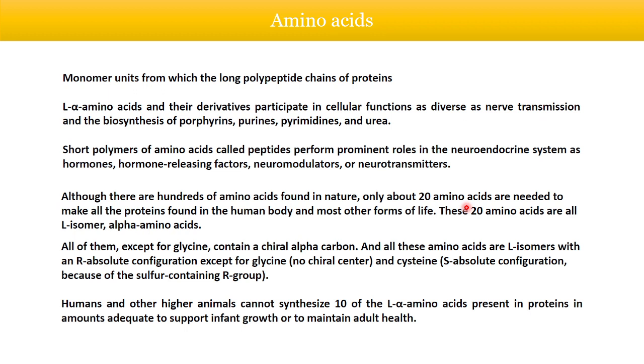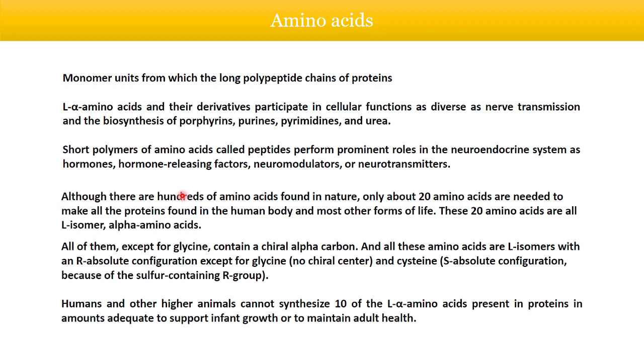The short polymers of amino acids are known as peptides, and these have different roles in your neuroendocrine system as hormones, neurotransmitters, neuromodulators, and hormone releasing factors. There are hundreds of amino acids found in nature, but we are only considering the 20 amino acids needed to make all the proteins that form the human body, as well as the different forms of life. And these 20 amino acids are the L isomers.